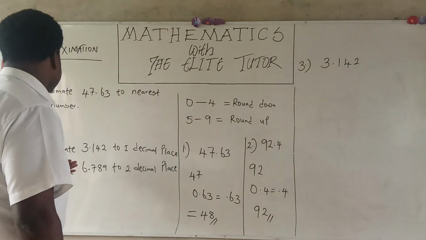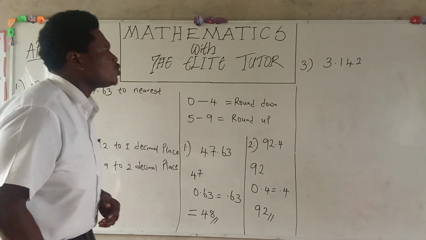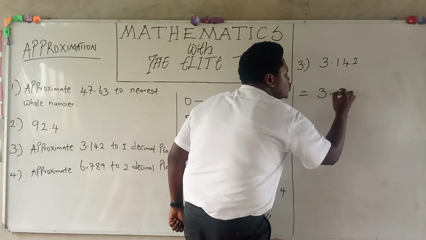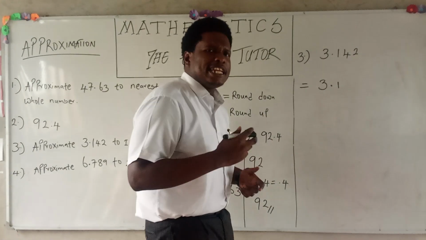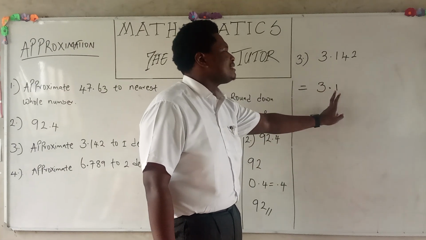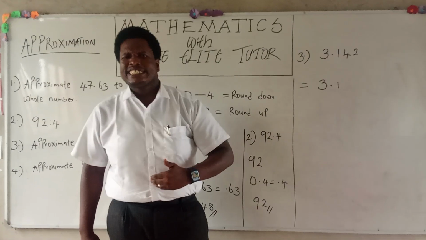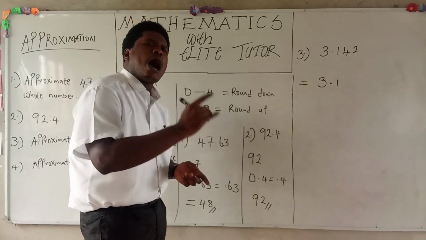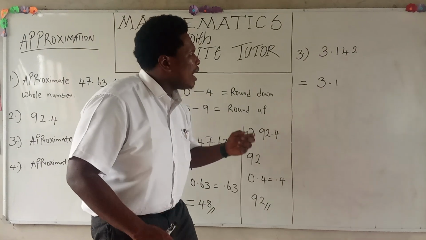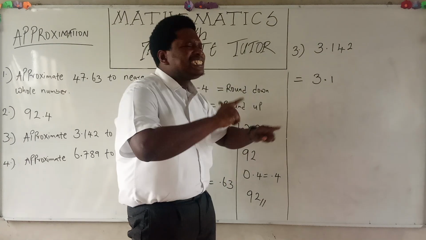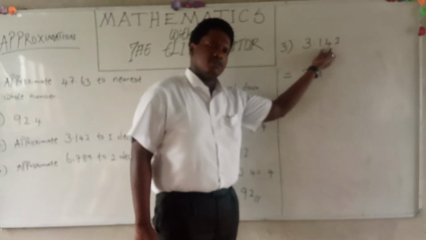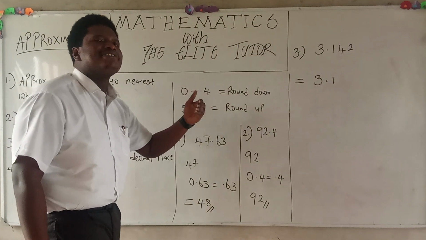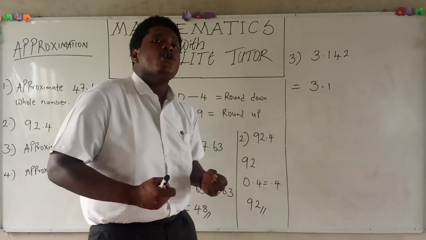Now, for example, let's look at this. Approximate 3.142 to 1 decimal place. To 1 decimal place, this will be 3.1. Why is it 3.1? Because the first digit after our decimal is 1. But before we can conclude that our final answer is 3.1, we look out for the next digit after our 1 decimal place. The next digit after 1 is 4. By our rule, numbers that fall between 0 to 4 are rounded down, and since they are rounded down, they have no effect.